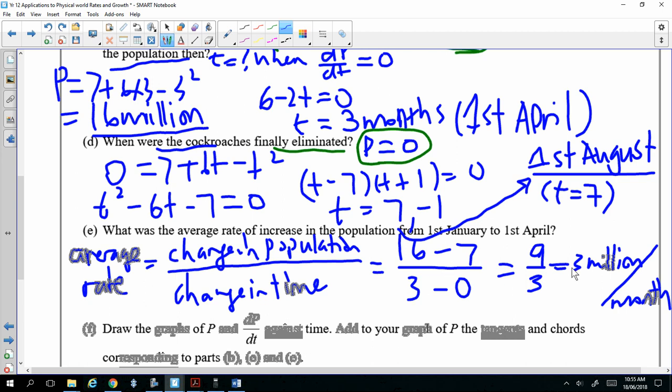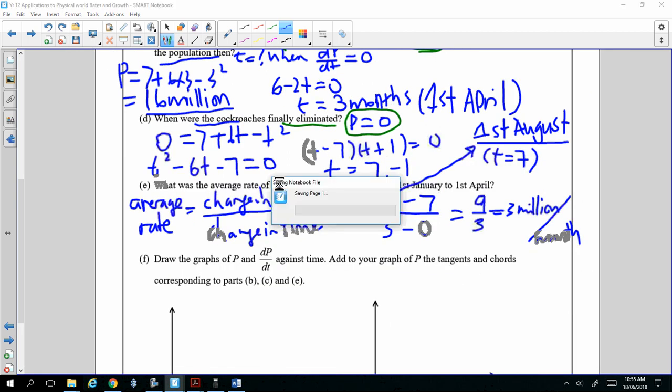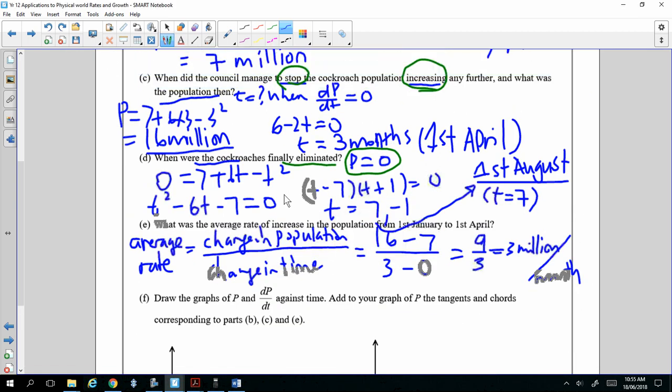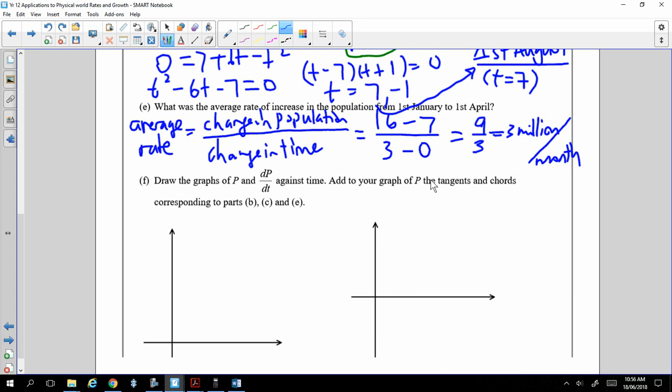Okay. So now we're going to draw all this on the graph below, which I provided you with the x and y axes. So we're going to draw both graphs, the rate and the P, on the graph below, and then show all the information we just found. So we've got P against time. This will be the rate against time. Have a try to draw them.